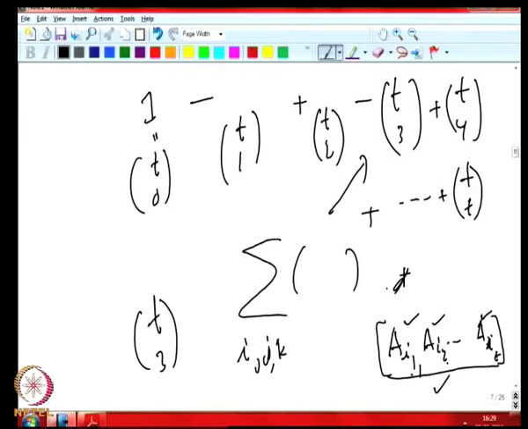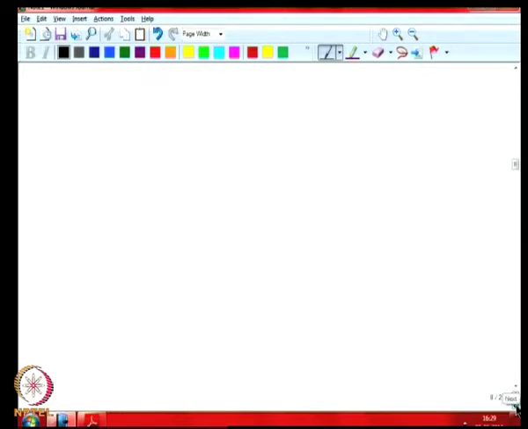The total contribution due to X is this: T choose 0 minus T choose 1 plus T choose 2 minus T choose 3 plus T choose 4, and all the way up to T choose T, with the sign depending on whether T was an odd number or even number, so minus 1 raised to T. And we know that this sum is going to be 0. Why? Because we have studied this identity earlier.